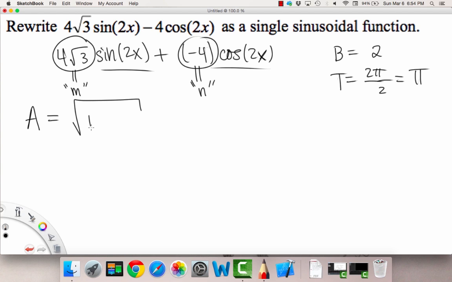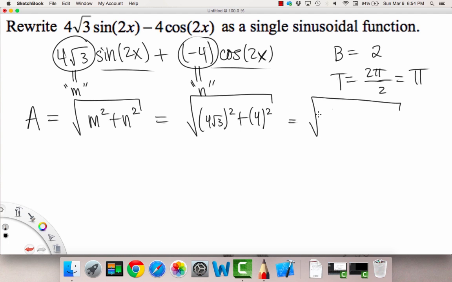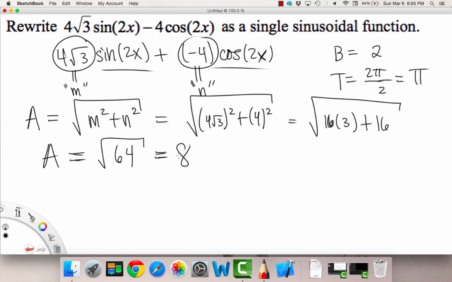This is going to be the square root of m squared plus n squared, okay? So when we plug in m and n, we're going to get the square root of (4 radical 3) squared plus 4 squared, okay? And this is going to give us 16 times 3 plus 16. So that's basically 16 times 4, so that would be 64 inside the square root. So our a, our amplitude, is equal to 8, okay?